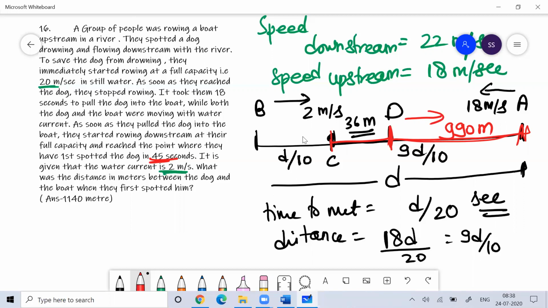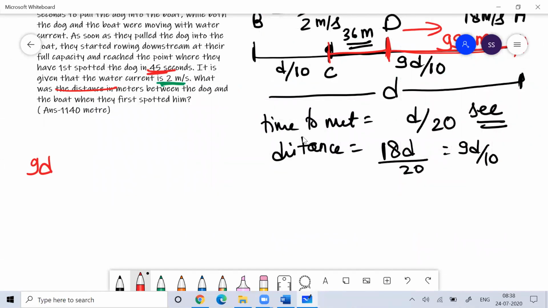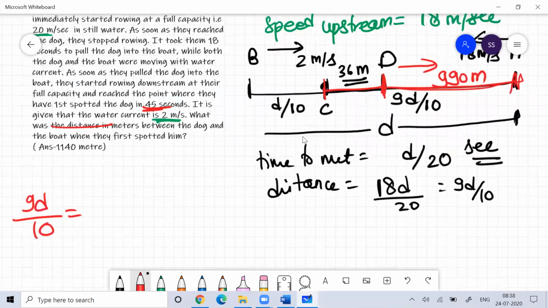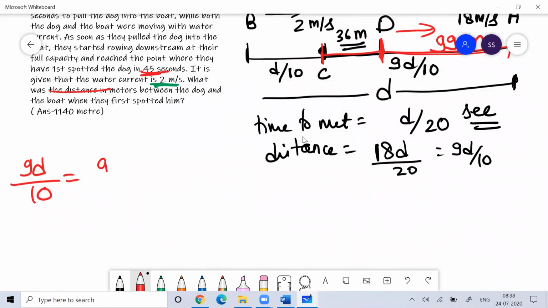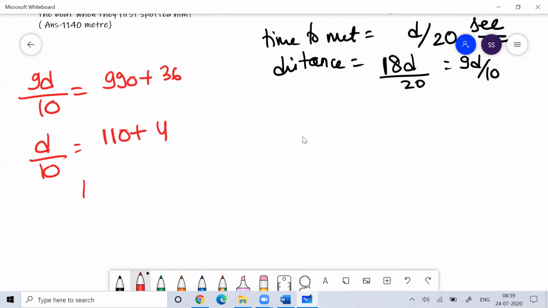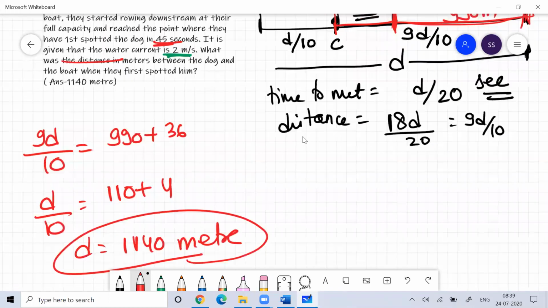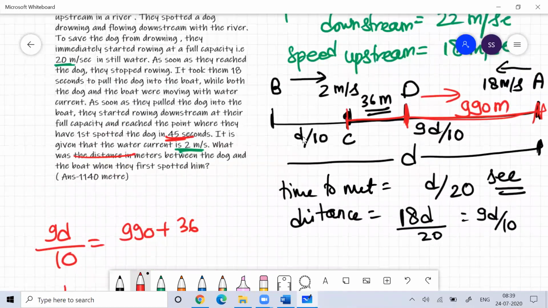So what is the distance? They're asking you the distance. So 9d by 10, which I calculated before, is 990 plus 36. I can write d by 10 is equal to 100 by 10 plus 4. 9 4s are 36. So d is equal to 1140. This is what they ask you to calculate. So 1140. I hope you understood this.